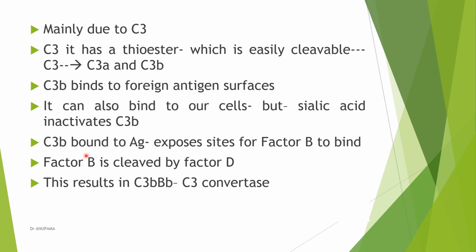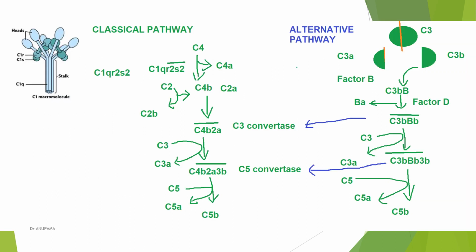The C3b which is bound to the antigen exposes sites for factor B to bind. Now this bound factor B is cleaved by factor D. So we have C3b and factor B which is cleaved, resulting in the C3bBb complex, and this becomes the C3 convertase. And here is our alternative pathway.